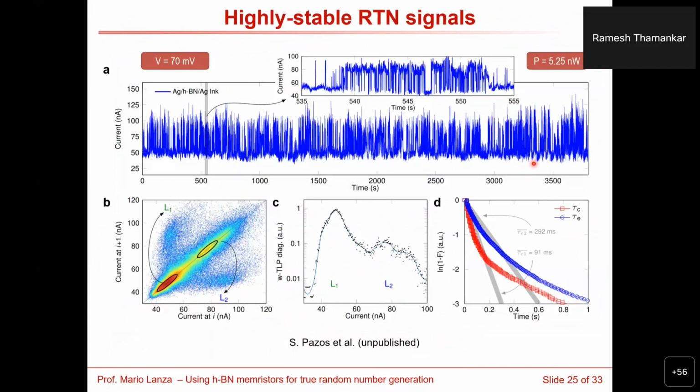Yes. Actually, I didn't explain in the presentation that these current fluctuations are produced by electron trapping and detrapping, charge trapping or detrapping in the native defects of the material. Okay. So what are these defects? That's the main question, right? What are these defects?